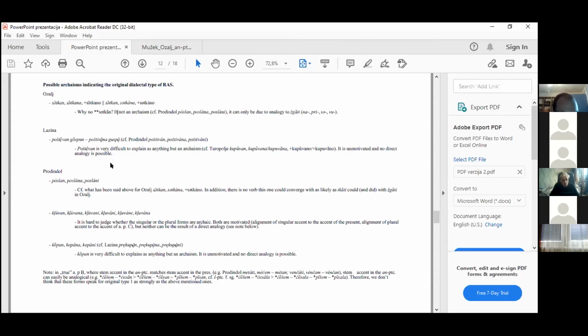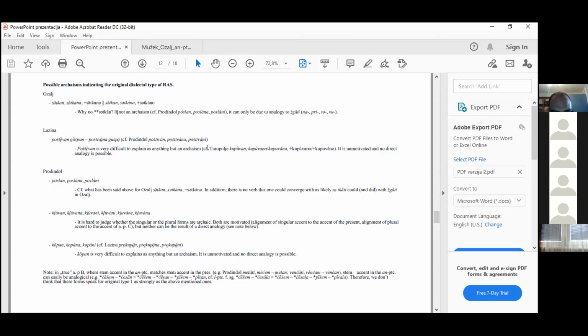However, in other dialects, there are more certain archaisms. In Lazina, we find poštevan gospon, honored sir, but poštivana gospa, honored madam. And it is difficult to explain poštevan as anything but an archaism. There is just no other verb it could be analogical to, as in the original mobile verbs similar to this one, the original accent is not preserved.